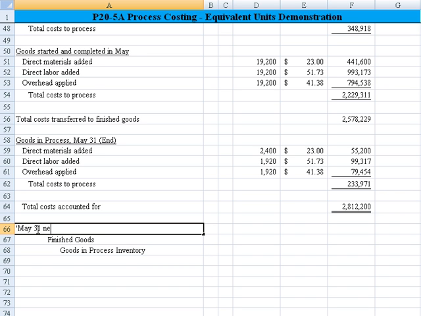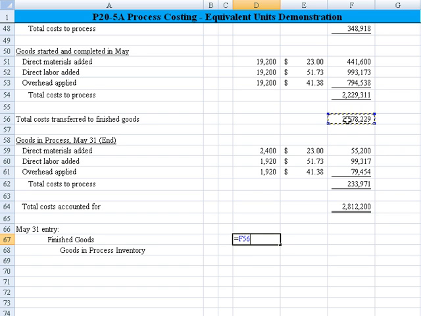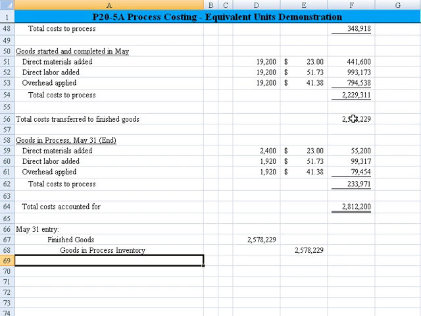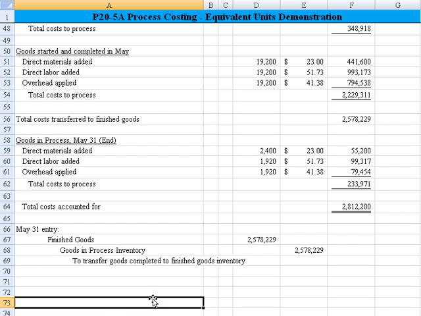And what I'll do is write it this way. And then I think it's sort of clear what I'm doing here. That debit is going to equal the amount of the goods transferred to finished goods. And we would, of course, label what this is. This would be to transfer goods completed to finished goods inventory. And we would move that over and indent that to the left of the credit, so we have that. Alright, that takes care of part 3.